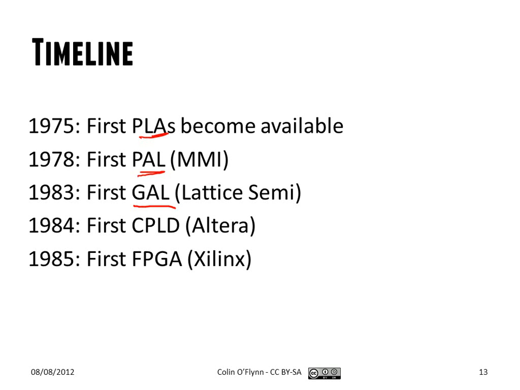GALs were reprogrammable, which meant for development you could try something that doesn't work, then try something else, and something else. You might see GAL devices now, but it's extremely unlikely. Around 1984 and 1985 is when CPLDs and FPGAs were introduced. They weren't directly feeding off each other because, as I said, they have a bit of a different architecture.